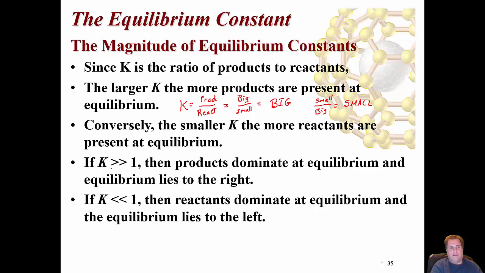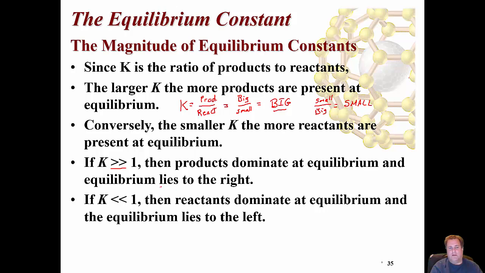So if K is much greater than 1, this simply means much bigger than 1. What "much bigger" means is not really a cutoff, but even a number like 10 would probably be considered much bigger than 1 in most situations. So a large K value, we call it product dominant, or just like up here, our big K means we have a lot of product.